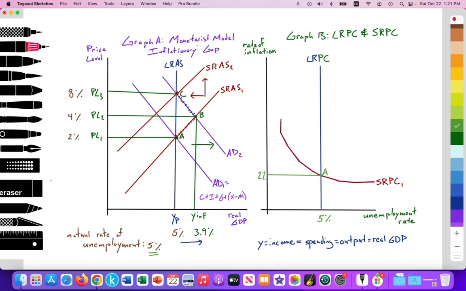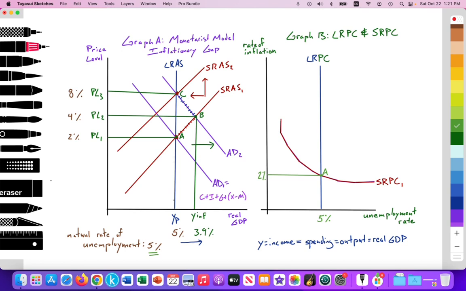And in graph A, we're using the monetarist model. We're measuring price level, prices of goods and services on average in the economy on the y-axis, real GDP on the x-axis. We have our downward sloping aggregate demand curve, which is the sum of consumption spending, investment spending, government spending, and exports minus imports. And we have the upward sloping short-run aggregate supply curve, upward sloping because as costs of production, land, labor, capital, resources are held constant, we see that as the price level rises, the profit margin for firms increases, which incentivizes them to increase the quantity of their aggregate supply.